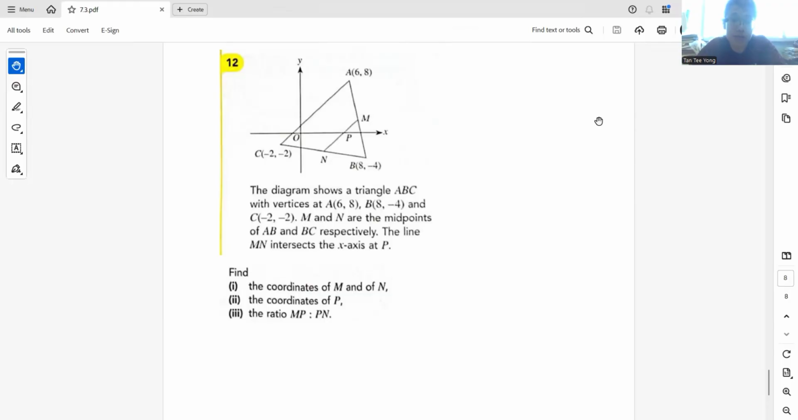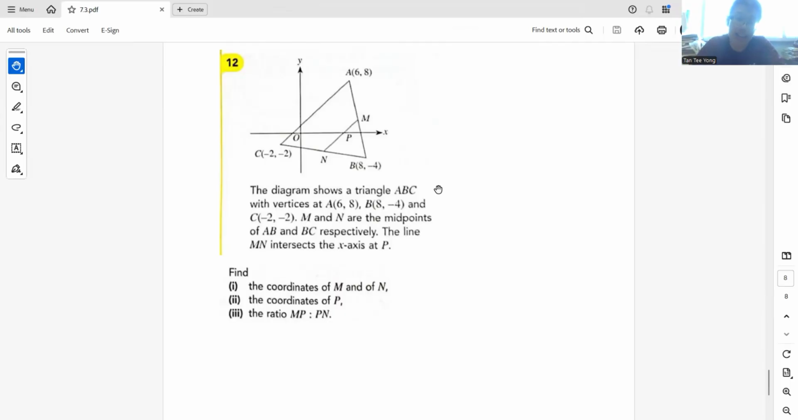Let's go through question 12 together. A diagram is given, luckily. The diagram shows a triangle ABC with vertices at A, B, and C. It's already labeled on the diagram. It tells us that M and N are midpoints of AB and BC respectively. The line MN here intersects the x-axis at P.